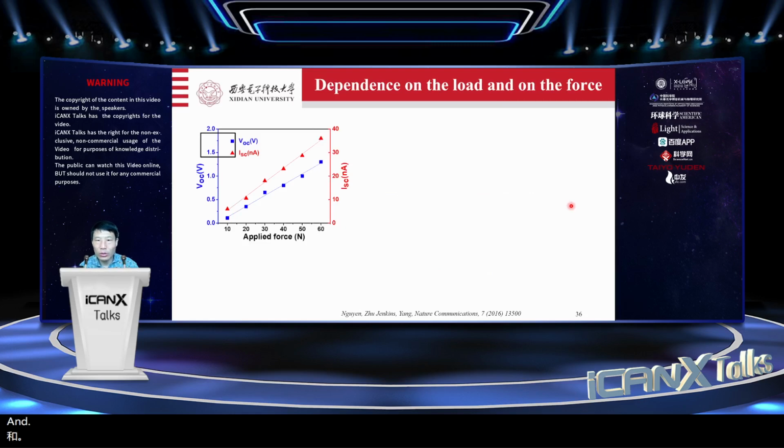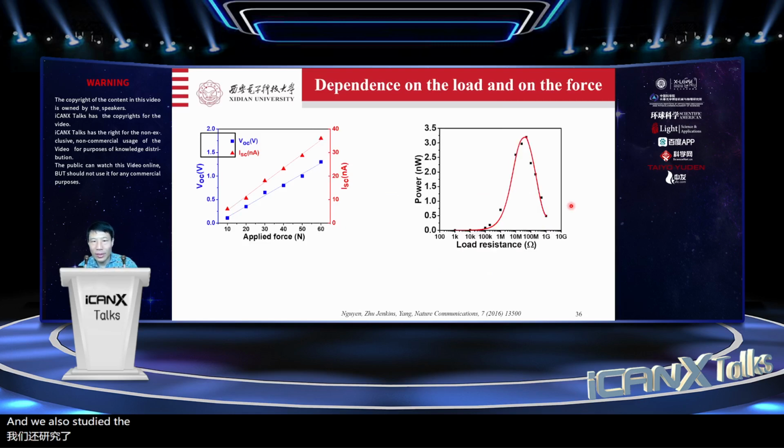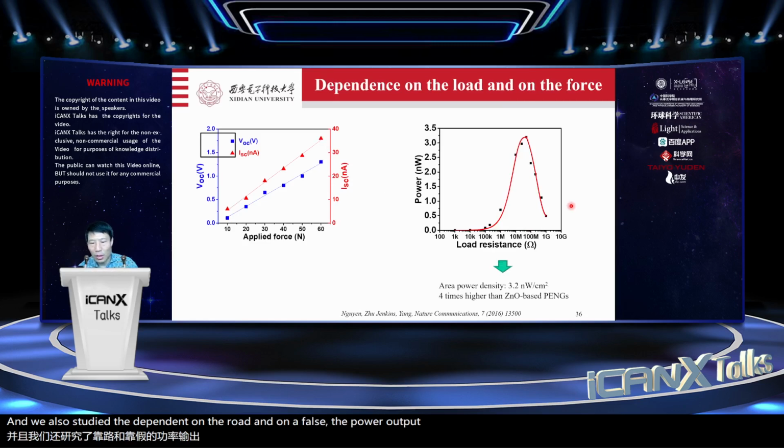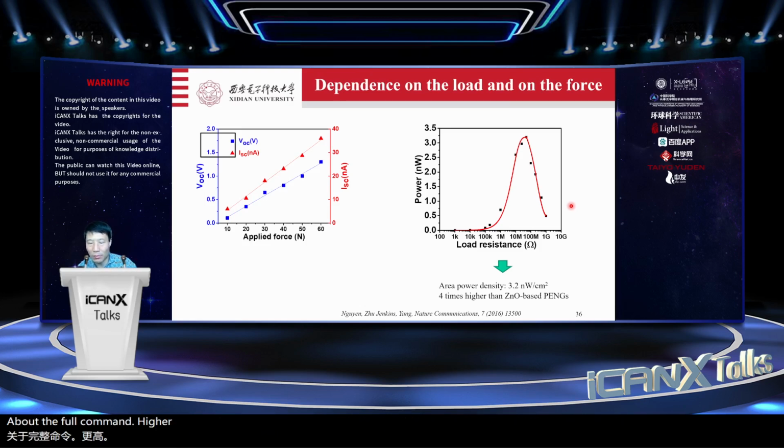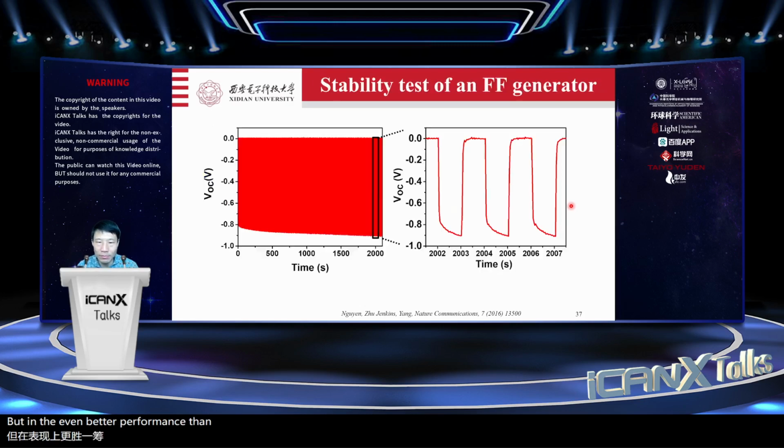And we also studied the power output depending on the load and on the force. For the FF-based nanogenerator, the area power density is 3.2 nanowatt per centimeter squared. It's about 4 times higher than zinc oxide-based piezoelectric nanogenerators. So it looks like they got even better performance than zinc oxide.